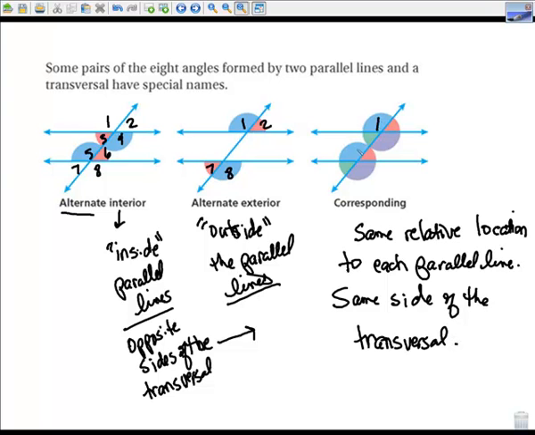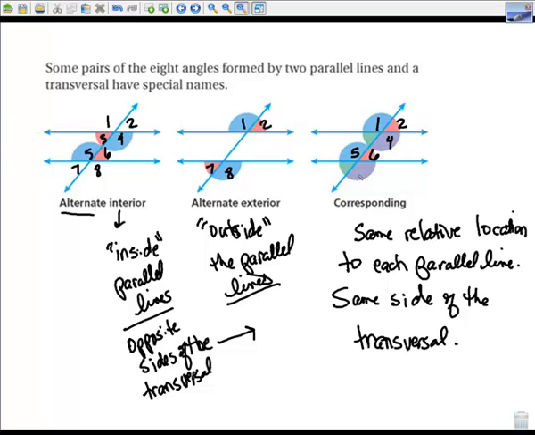So 1 and 5, they are both on what appears to be the left side of the transversal. 1 is sitting above the first line, 5 is sitting above the second line. And then we have 2 and 6. They are both on the right side of the transversal. And 2 is above the line, 6 is above its line.